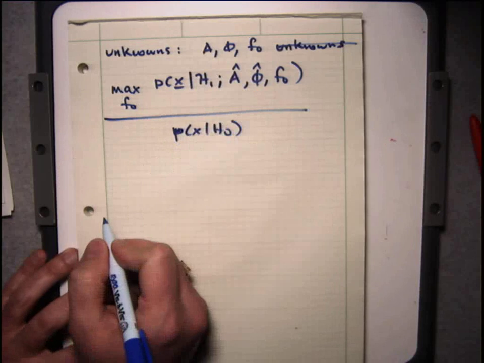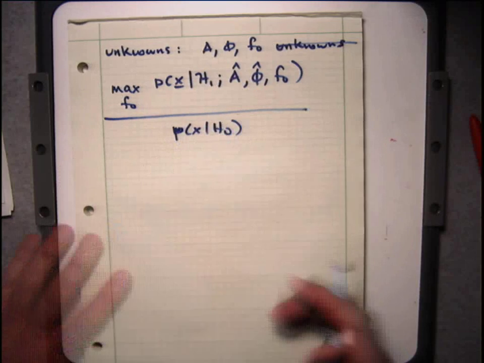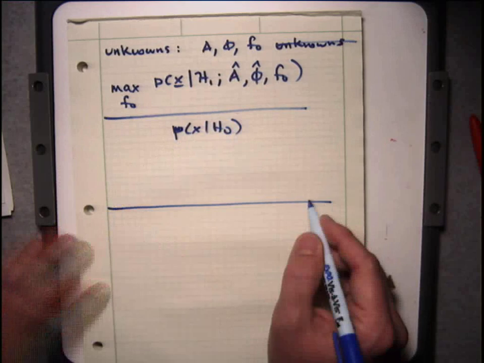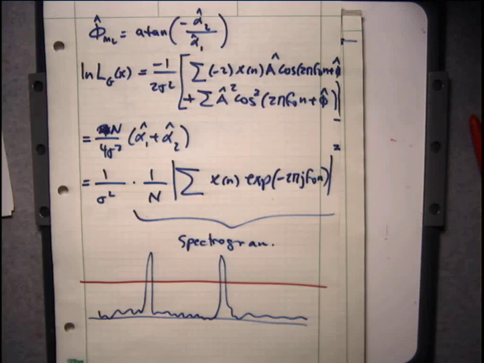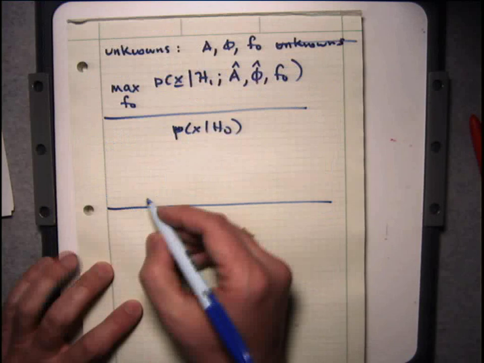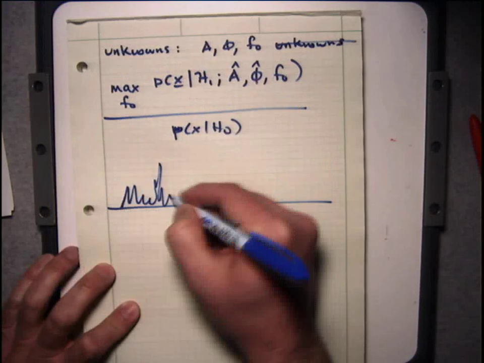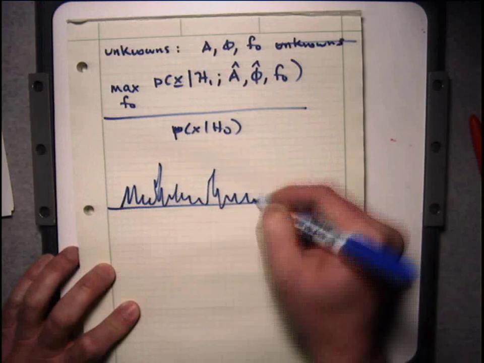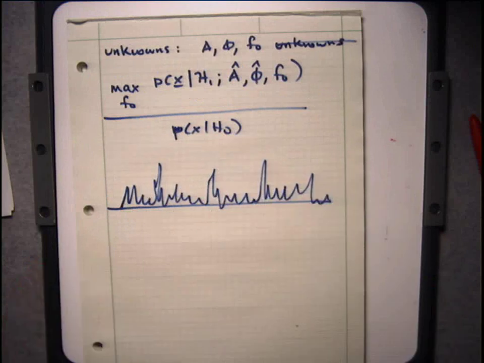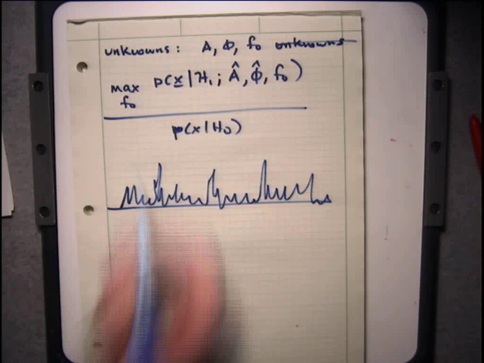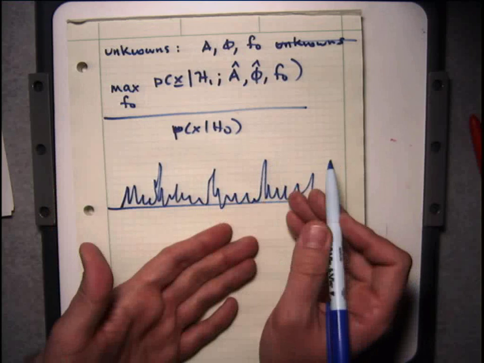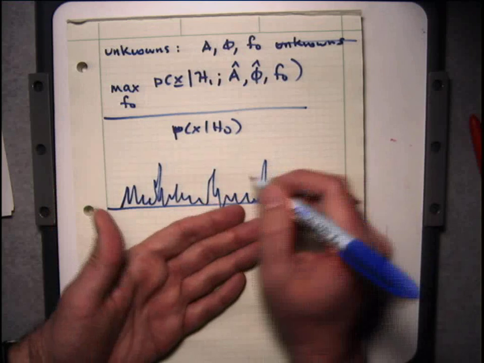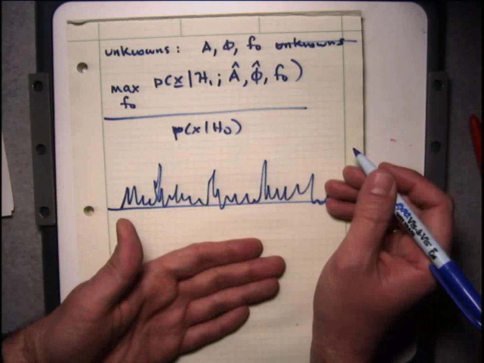Okay? So what this means is your spectrogram is not going to look so perfect like this one did. Especially if your signal is weak, what your spectrogram is going to look like is more something like this, okay? And what you're going to do is maximize this. So you're going to go to the largest peak that you can find, and at that peak do a threshold test. Okay.